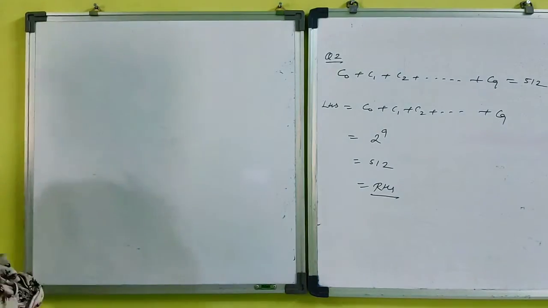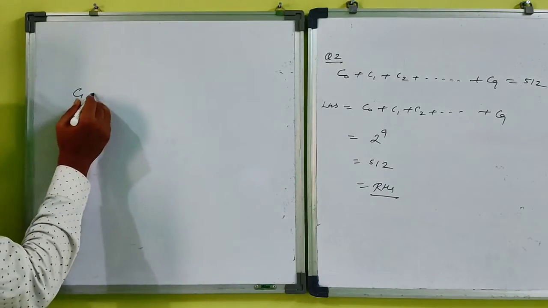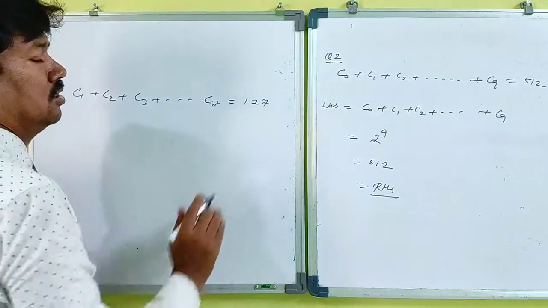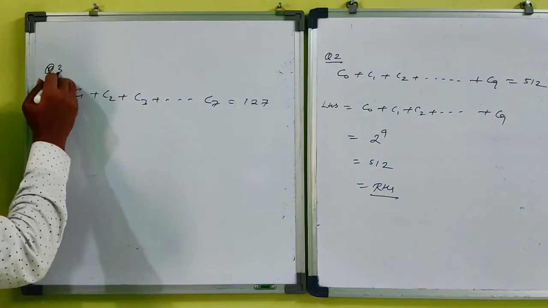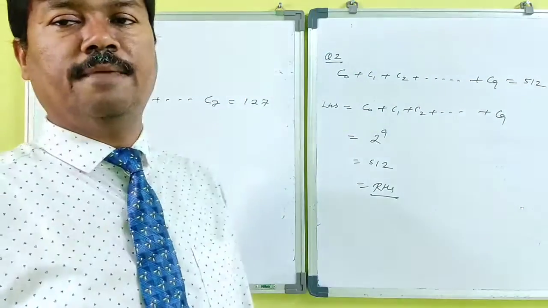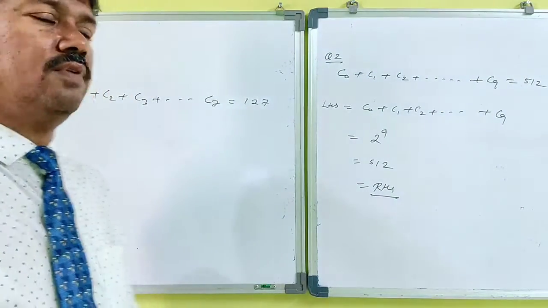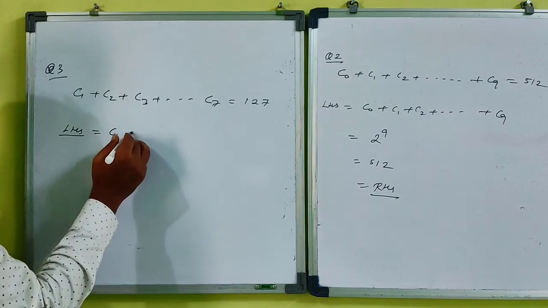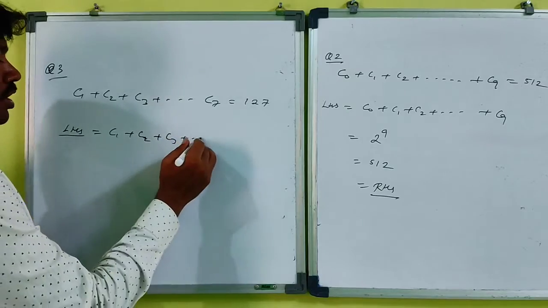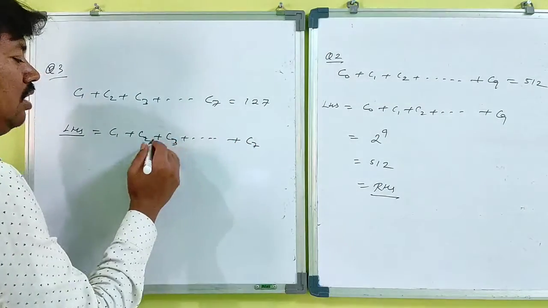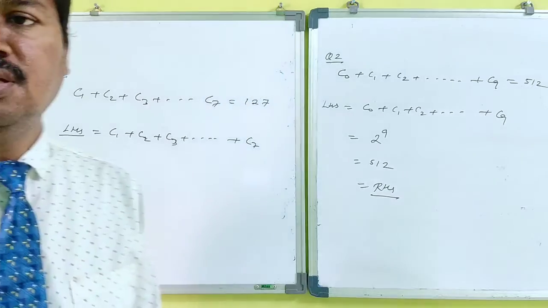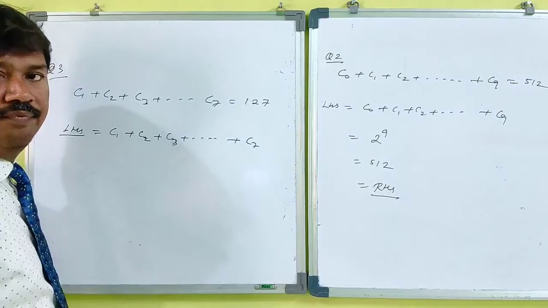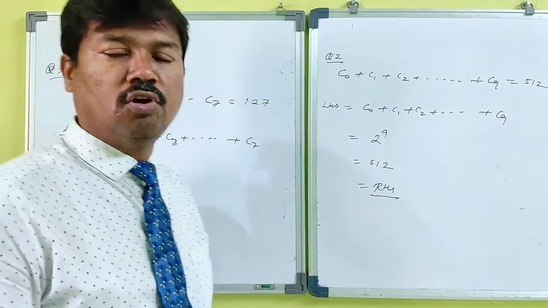Suppose sometimes they may test you in this way. The third sum, it is given that C1 plus C2 plus C3 up to C7, you have to prove that it is 127. That is question 3. So now how to prove this 127? If you look at this, it is C1, C2, C3 up to C7. Now, it is not started from C0. Remember that the formula is valid when it starts from C0 to Cn. Here this is not started from this one.